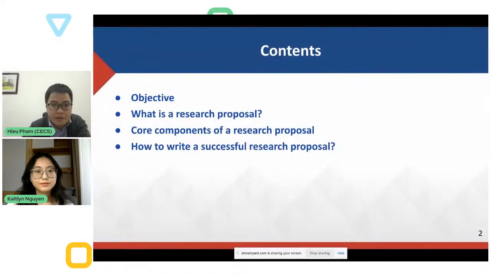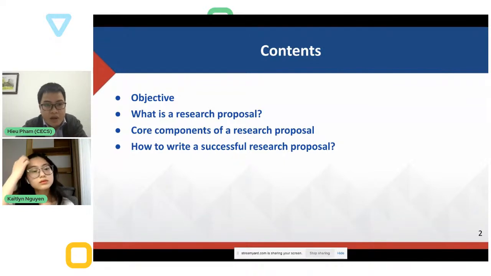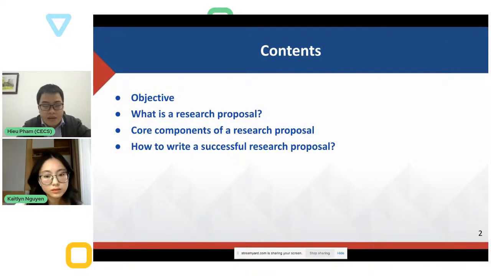Let's begin with the objective of this talk. I will share with you the main objective of the talk and a bit about myself, and then I want to move to a very short definition of a research proposal: what is a research proposal and what are its key components? And finally, and most importantly, how we can write a successful research proposal. For each component, I will give some tips for writing a proposal. So I will share with you my experience on this topic.